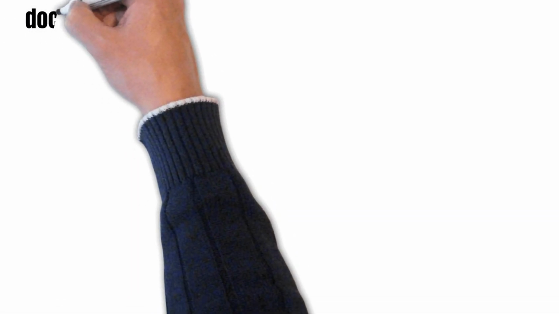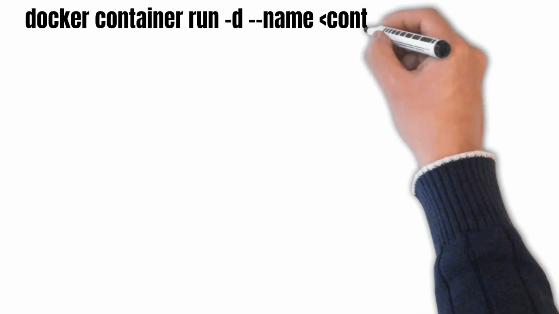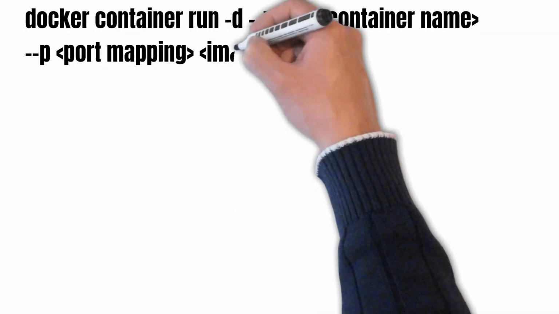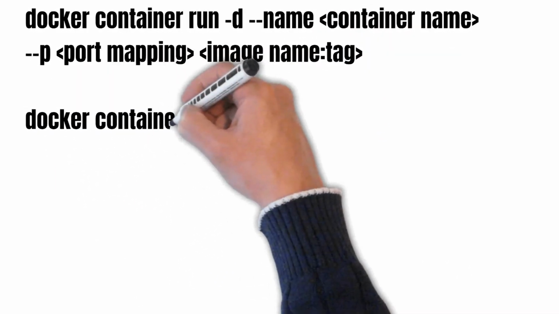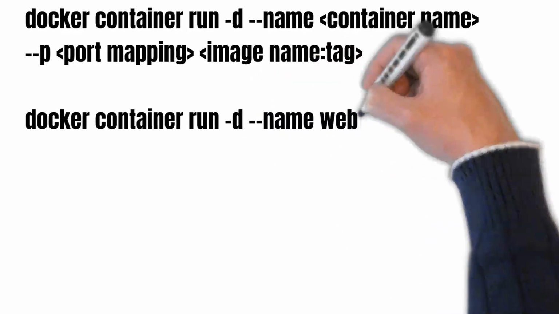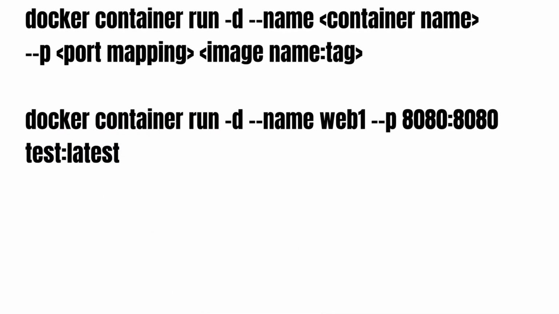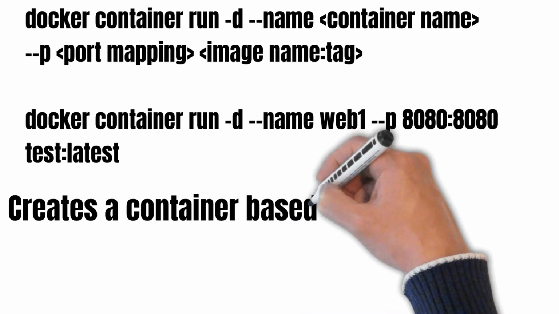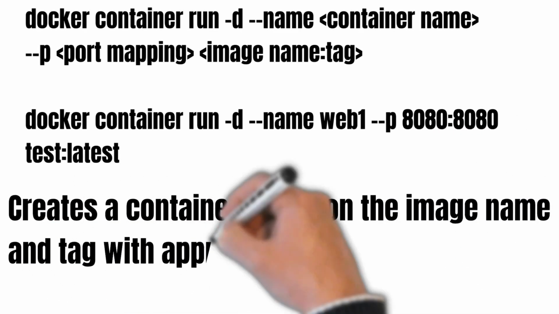The next command is docker container run with the -d option for detached mode, --name for providing a container name, -p for providing a port mapping, followed by the image name and tag. For example, we write docker container run -d --name web1 -p 8080:8080 test:latest, where port 8080 of the external world maps to 8080 of the Docker container, test is the name and latest is the tag. This basically starts a container with the specified name using the image name and tag provided with the appropriate port mappings in detached mode.